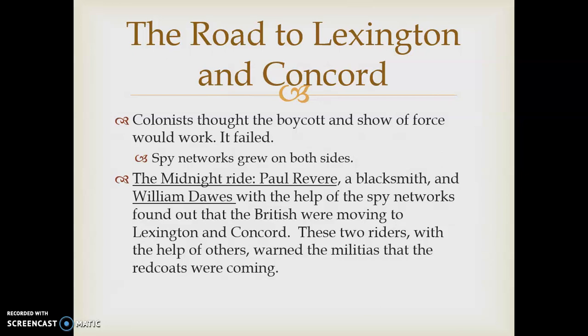So they found out that the British were moving to Lexington and Concord to try to capture the heads of the Sons of Liberty and some ammunition and cannons that the colonists were hiding just in case. So these two riders, with the help of others, will go through the countryside yelling, "The Redcoats are coming! The Redcoats are coming!" Because you can't call them British because everyone's British, and that would be entirely confusing.